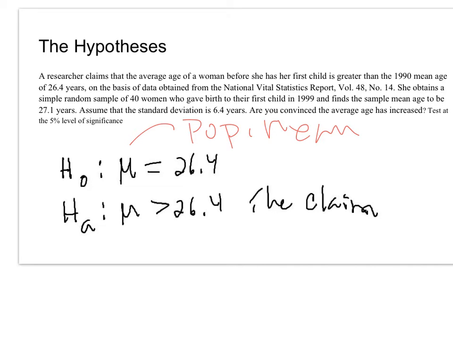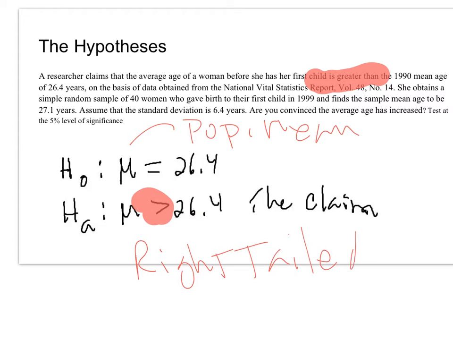And some buzzwords which you can think of, because this is a textbook kind of question. You see where it says is greater than? That tells me that's going to be a greater than symbol there. And this is called a right-tailed test. And it's right-tailed because I'm dealing with greater than. So I like to say the claim is going to be my HA. Sometimes you claim as your H0. It depends on the problem.